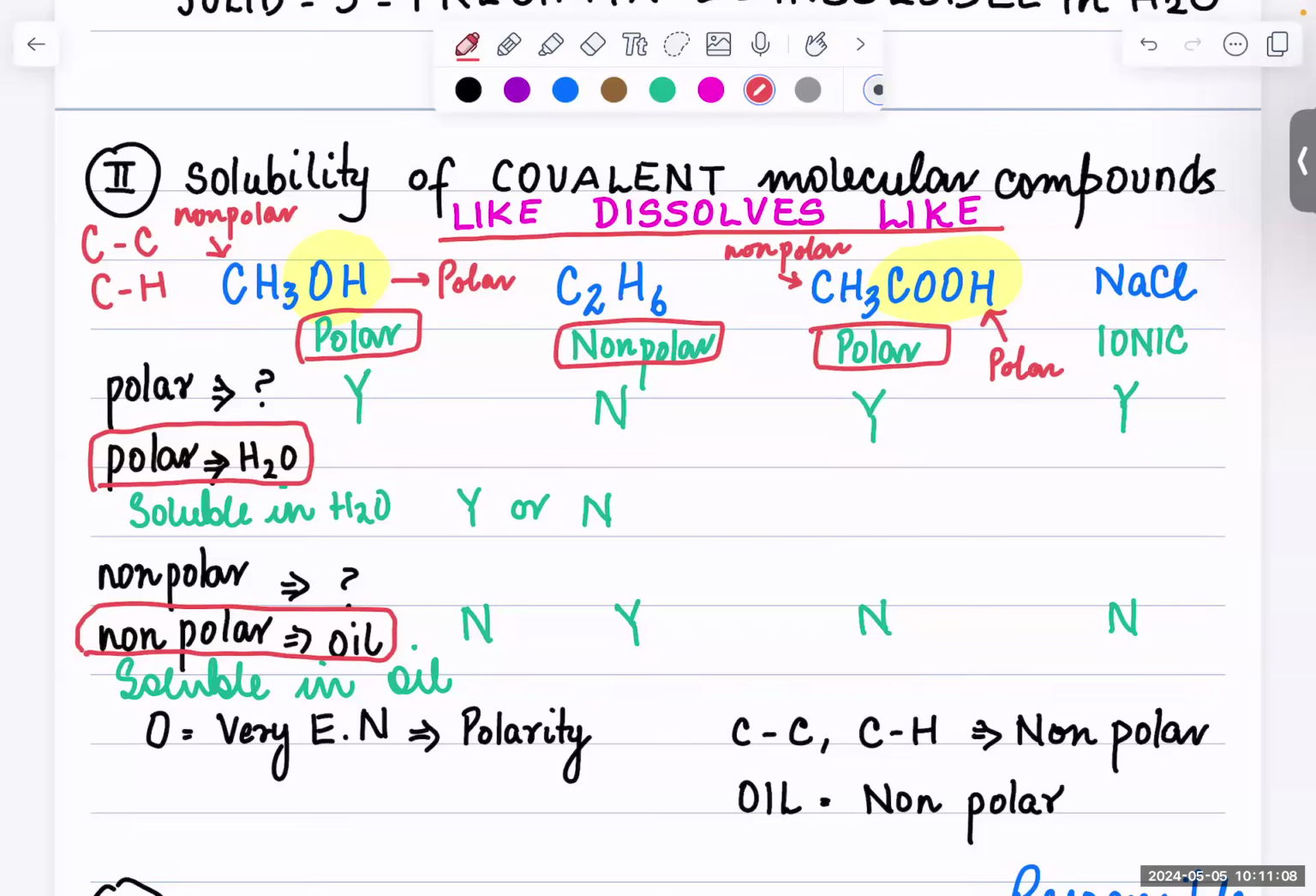Next, we are going to look at whether CH3OH is soluble in water or in oil. We see that this is soluble in water because that's a polar compound. And oil is non-polar, so it will not dissolve in water. Okay.